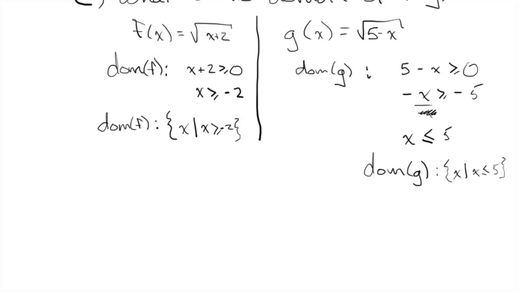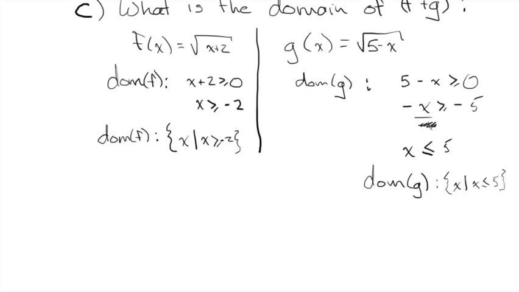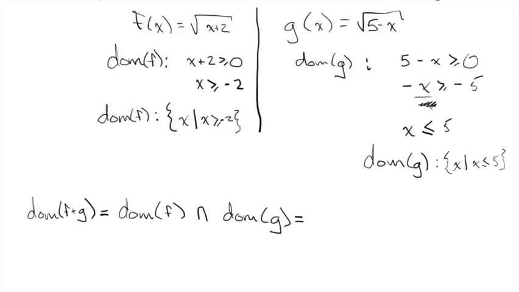So the domain of f plus g will be all the x's that are in both these sets. So now we want the domain of f intersect with the domain of g. So that's going to equal the set, I'll write it over here. That will be the domain of f plus g. Right? This is what we said. So now, how do you intersect two sets?